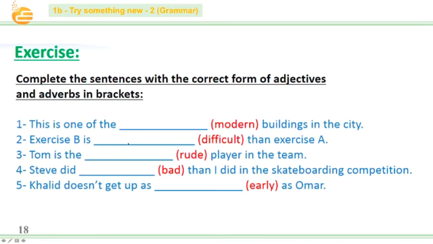Okay, let's go to number 2. Exercise B is blank difficult than exercise A. Number 3, Tom is the blank rude player in the team. Number 4, Steve did blank bad than I did in the skateboarding competition. Number 5, Khalid doesn't get up as blank early as Omar.